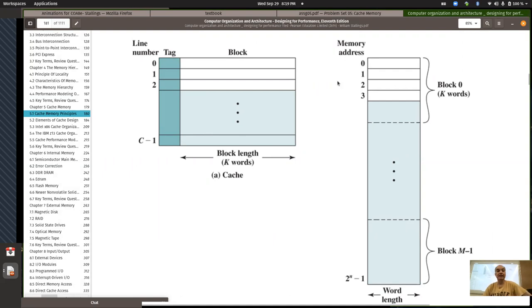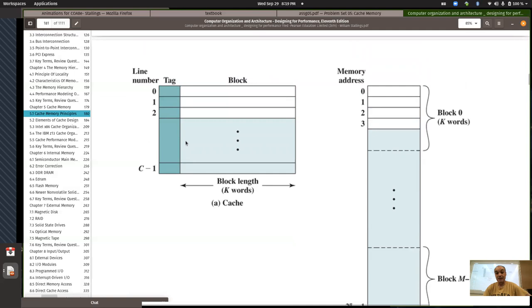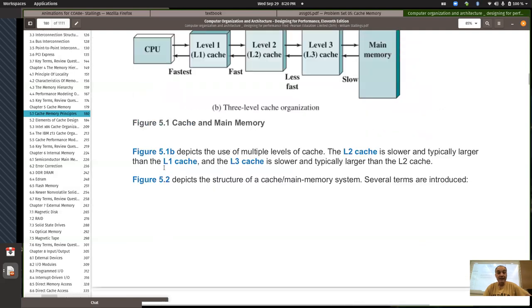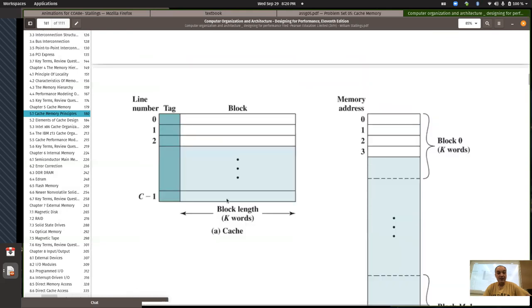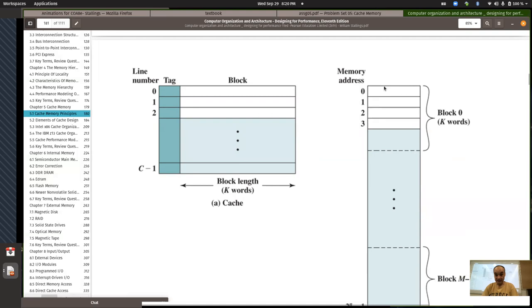So a fundamental property is the number of words in a block. Each line holds one block then, and we only have so many lines. The total capacity of the cache is going to be much less than main memory. The total capacity of the cache here is going to be K times C. Using the values given in this figure, we have C lines and K words, so C times K is going to be the total number of words, which is typically a byte. Again, we're mostly assuming that all word sizes for our computer architectures are 1 byte or 8 bits. So each word in main memory is typically a single byte of information.